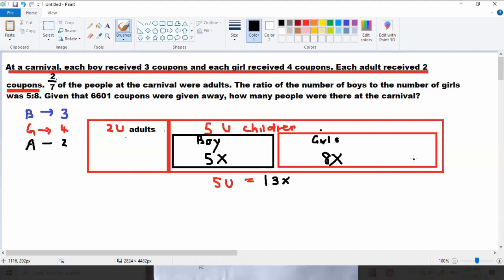Good. So x is the smallest of the units. I taught you what is 2 units, ABC. How to do? 5 units is 13x. 2 units is how many x? I want to find the adult one. What do I do with my ABC? Switch around, right? Come on.